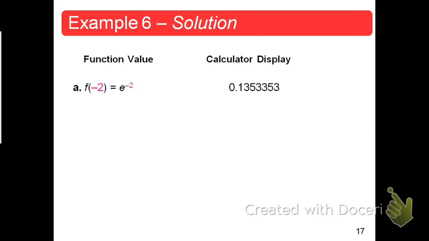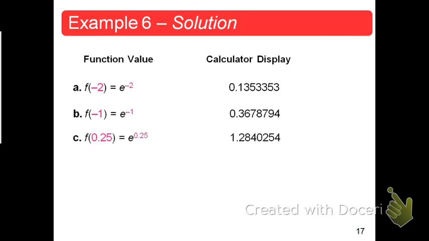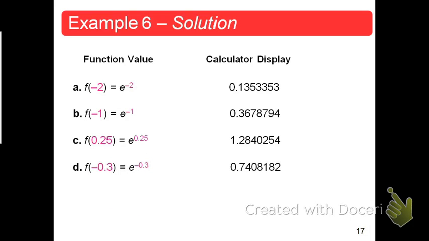So, I would like for you to go through and pause and plug into your calculators each of these values. So we'll start with e to the negative 2, and you should get this value on your screen. E to the negative 1 should give you this value. E to the 0.25 will give you this value. And e to the negative 0.3 should give you this value. Go through, and if you're having problems with getting these values on your calculator, again, see me or someone to help you to make sure you're plugging them in correctly.